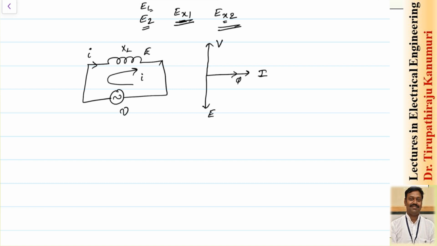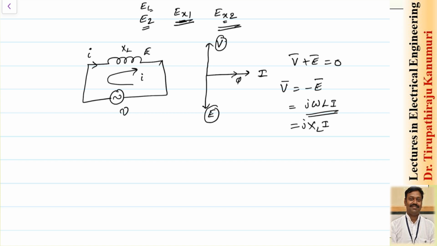So we can tell this is my value of E. Or we can tell the EMF induced is 180 degrees opposite to your applied voltage, or if you are taking the vector sum, V plus E will be equal to 0, or V will be equal to minus E, or this will be equal to j omega L into I, or XL is equal to omega L, j times I into XL. So this is the value which is equal to the supply voltage. Actually the EMF induced will be equal to minus j into I times XL.